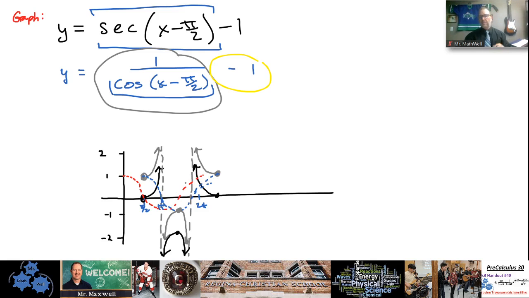So the black graph, as you can see, and of course you could keep going, I just did 1 period, but obviously this is going up like that and so on. So we have these U-shapes here, up and down.